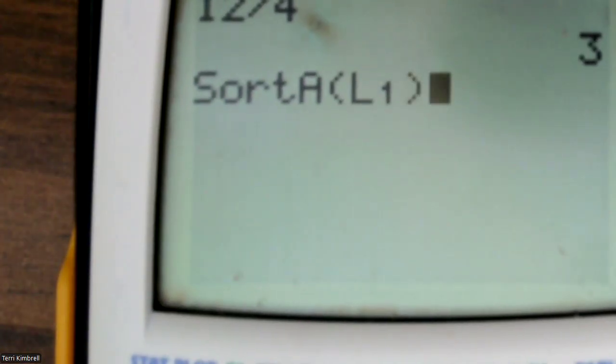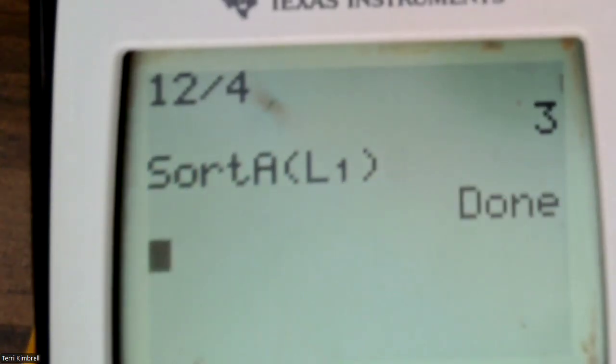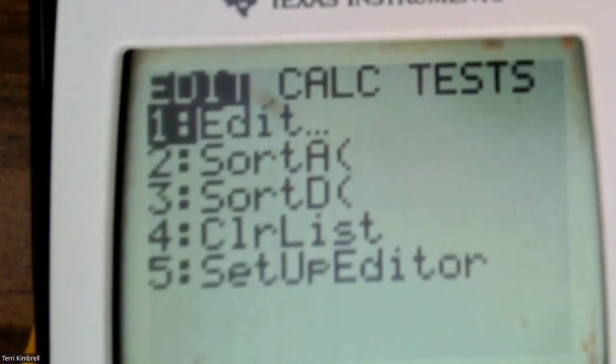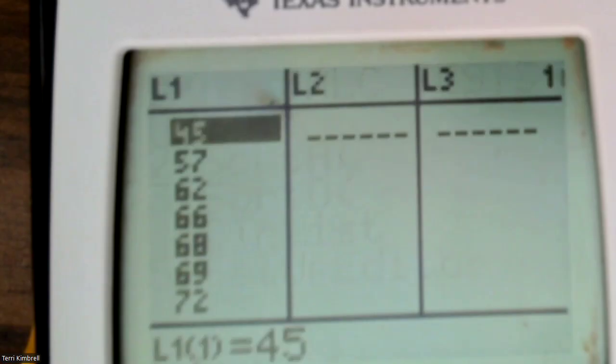And I'm going to close the parenthesis. When I hit enter and it says done, then my calculator has sorted my data. Now, what does that mean? That means that it put it from least to greatest, where it's going to be easier for me to work with. So I'm going to hit stat and I'm going to hit edit again.